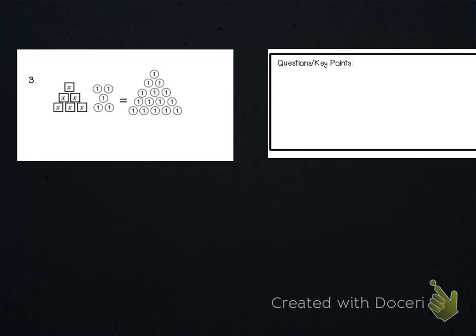Okay, so now we have models. Looking at just this, what do we see? We see x's. And how many x's do we see? We see 6 of them. So we would write 6x for this.